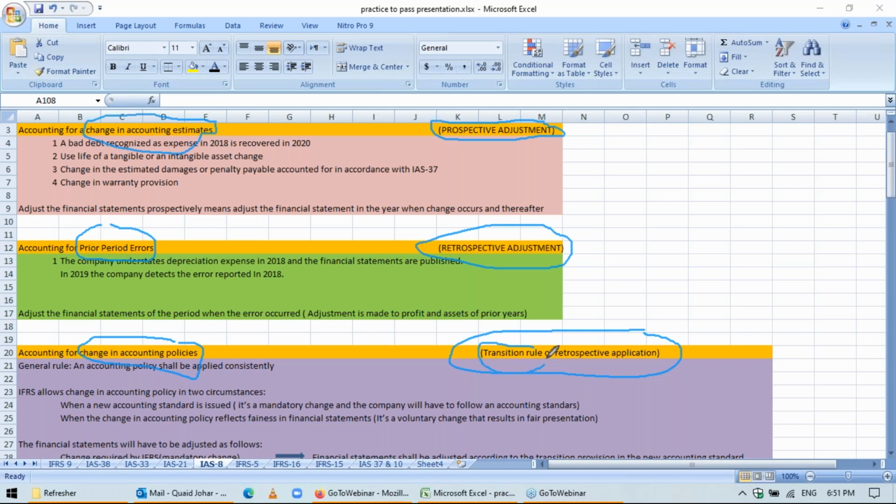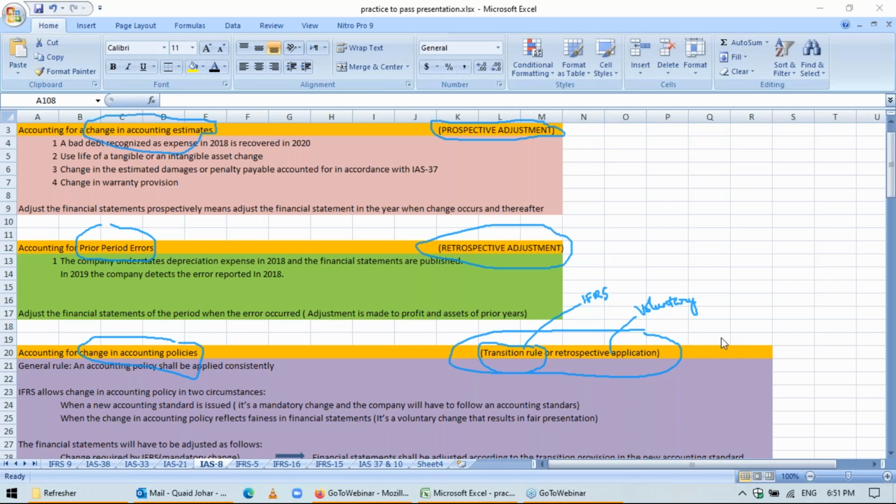So when is the transition rule used? It is used when the change is required by an IFRS, right? And if the change is voluntary, voluntary means the company believes that the revised accounting policy will present reliable financial statements and will reflect fairness. So that will be a voluntary change. So there are only two reasons for a change in policy.